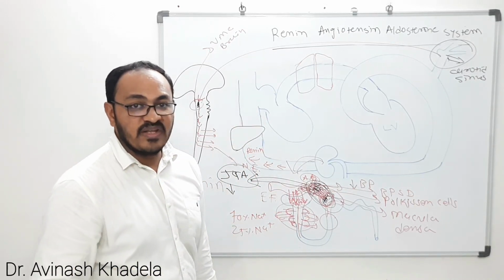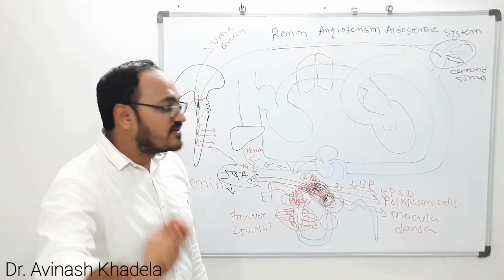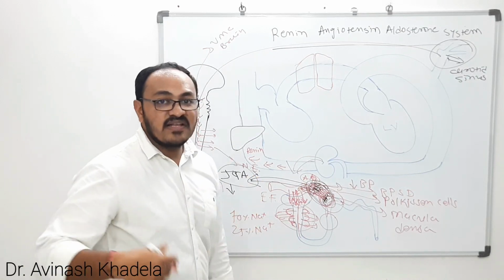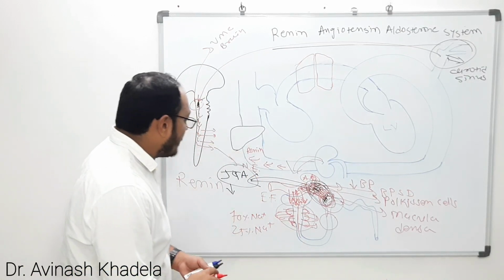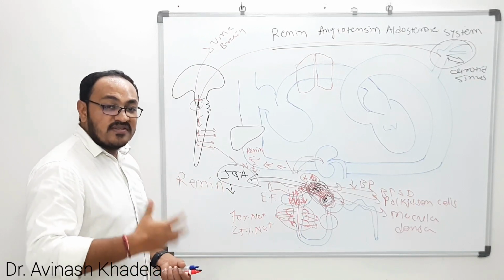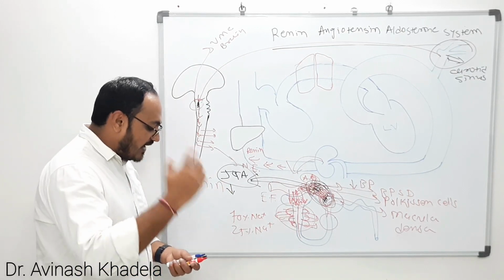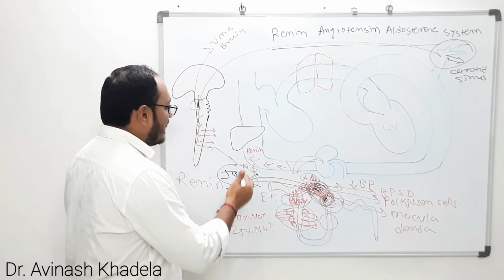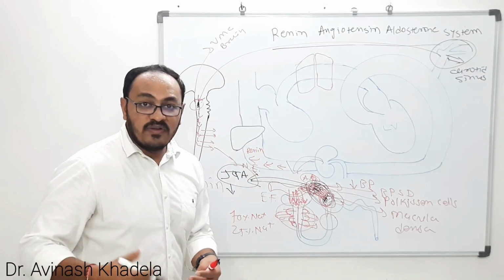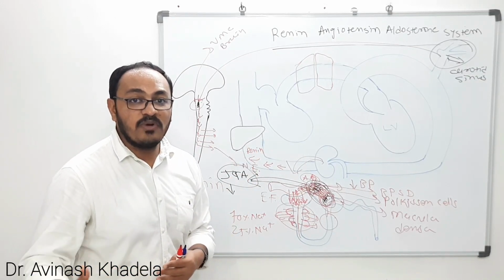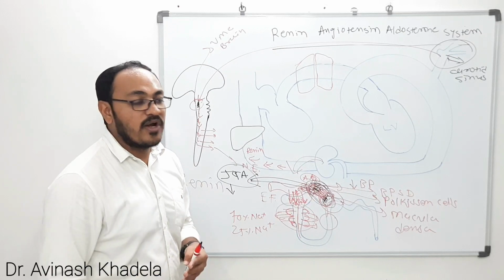Now, as we know, renin is an enzyme. So this renin enzyme needs a substrate. So now we need to understand what the substrate for renin is. Let us understand the concept and find out what substrate is present in the human body where the renin will go and bind.